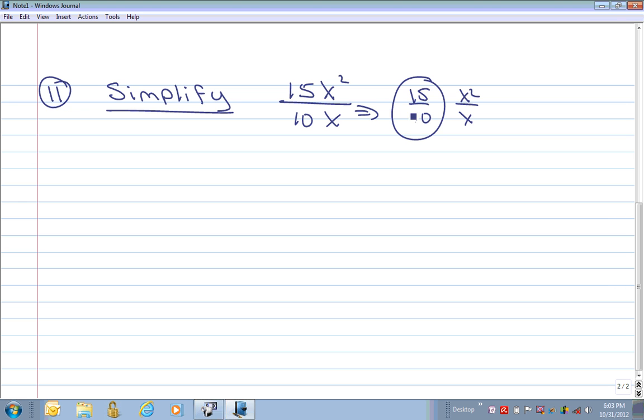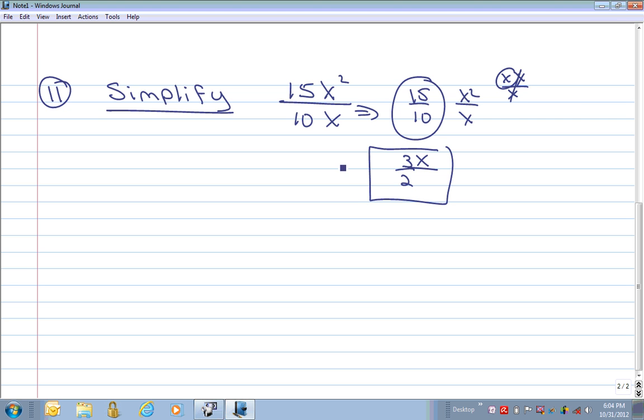15 over 10: both the top and the bottom are divisible by 5, and you would reduce that to 3 over 2. And when you have an x squared at the top and an x at the bottom, remember if you have the same base, you subtract exponents. That would put us at x to the 2 minus 1 at the top, or just an x at the top. You can also think of this as an x and an x on top and an x on the bottom, and you cancel 1. So you end up with just an x at the top. So the 3 will have an x by it, and you will end up with 3x over 2 as your answer.